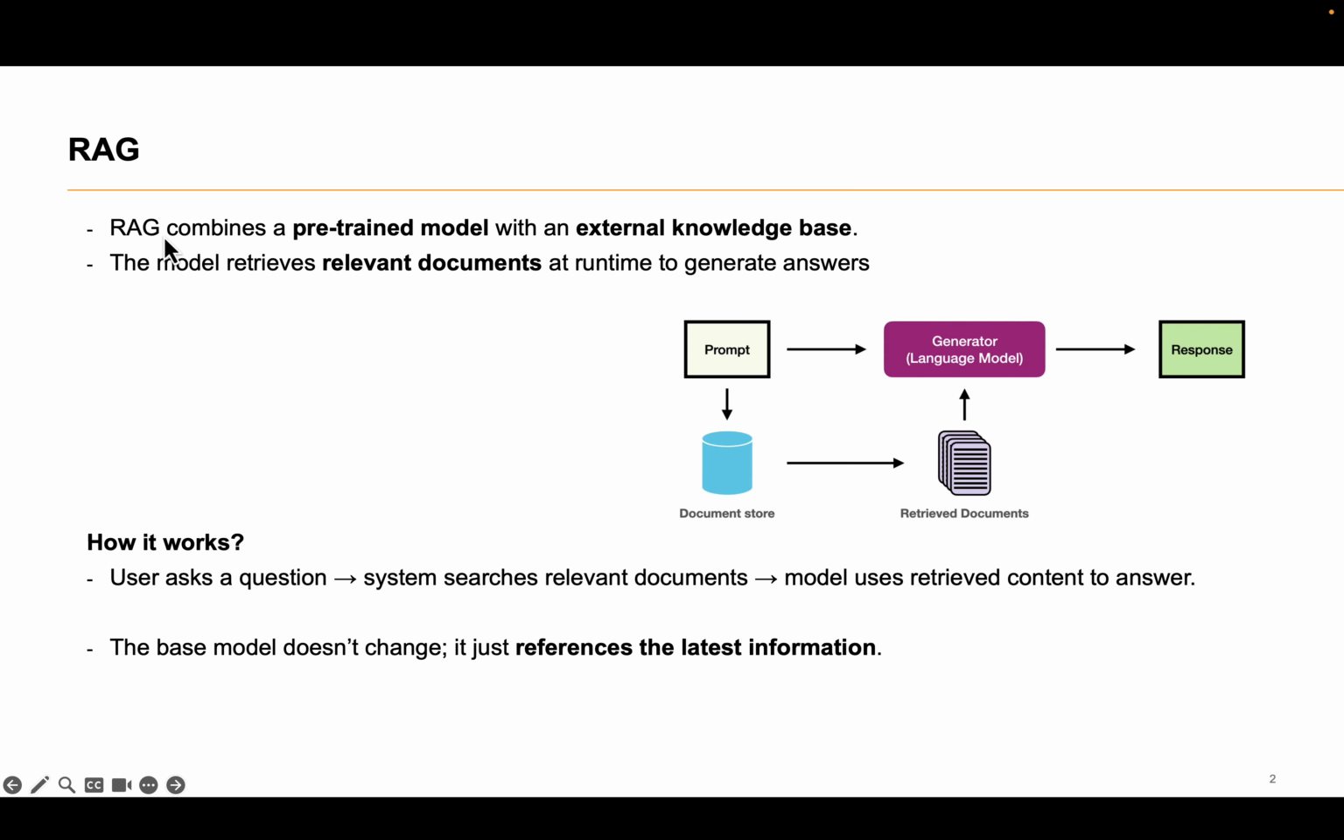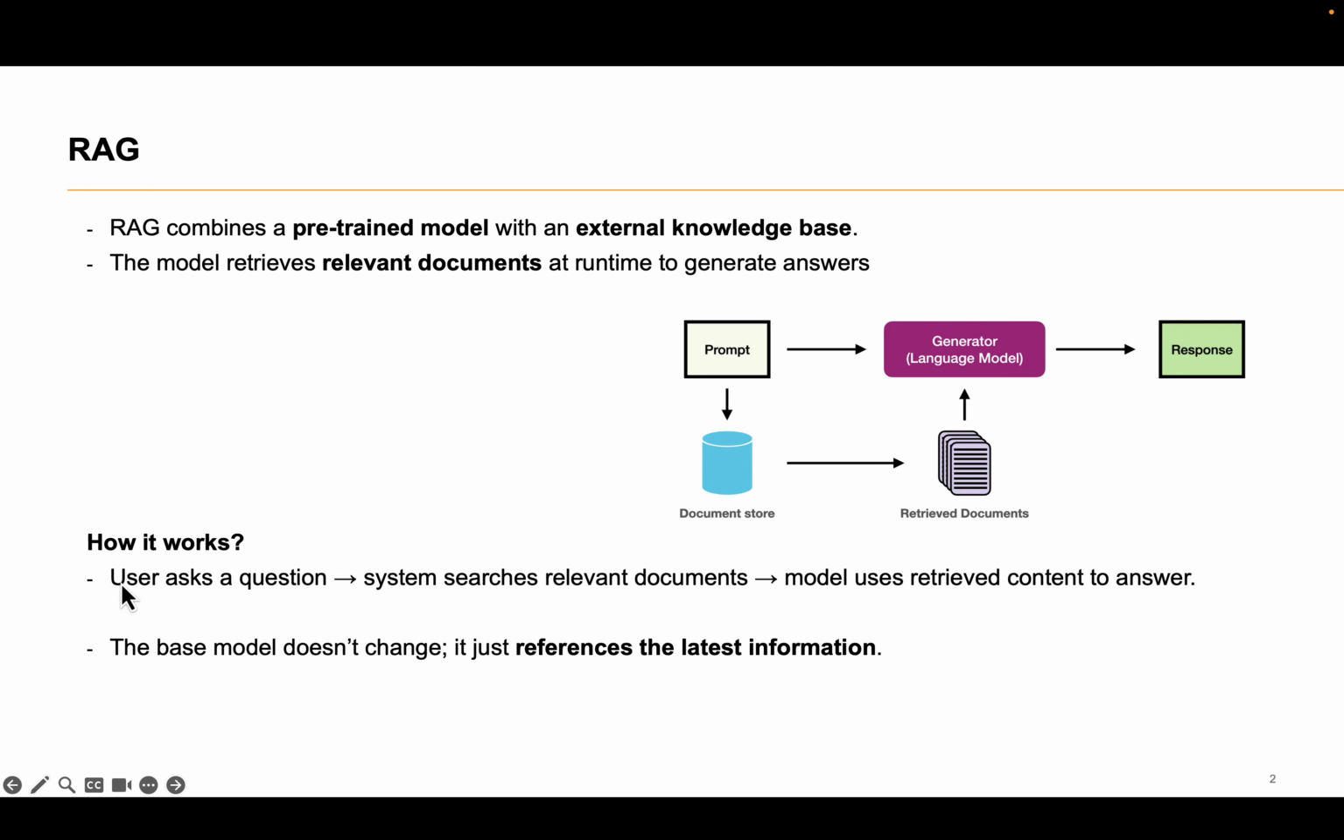A few points about RAG: it combines a pre-trained model with external knowledge. In RAG you are not training the model again. The model is already trained; you just plug in the external knowledge base. The model retrieves relevant documents at runtime to generate answers. These documents are chunked and stored in a vector document store, and whenever a user asks a question, it pulls the correct document from that vector store through semantic search, and then the prompt and context are sent to the LLM model.